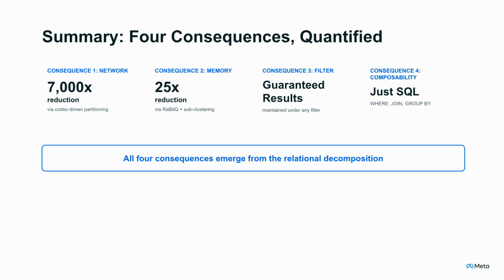So tying it all together, we saw that we have 7,000x less network overhead from codec partitioning. We are also using 25x less memory, given we are using RaBitQ and subclustering. We have full SQL composability. And we have 2 ways of building vector search. It's either the power user experience, which is 68 lines of SQL, or the novice experience, which is 12 lines, or 2 levels of API, basically. Yep. The key point is that these emerge from one decomposition, and they are not separately engineered features.